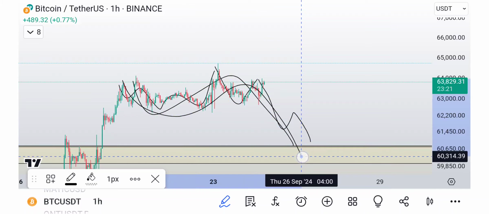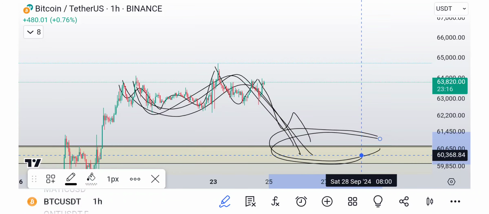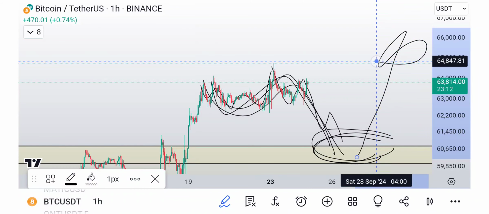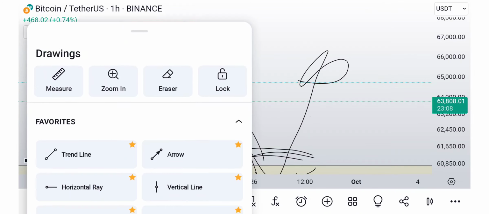We get an expanded flat down here. It's the same kind of thing, just a little bit different as far as coming down here. And then we go higher, right? So that's the other idea, and it would be short-term bearish.